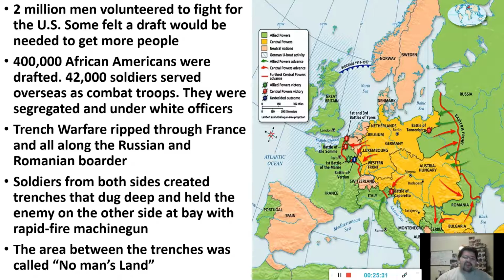Now, trench warfare ripped through France and all along the Russian-Romanian border. So again, if you look at that map, you'll see where it says Eastern Front. And if you look to where France is, you'll see a red line. And where Italy is, you'll see another red line. If you notice, there's no red line going through Switzerland, because Switzerland is a neutral country. They're like, you guys fight. We're not involved in this.